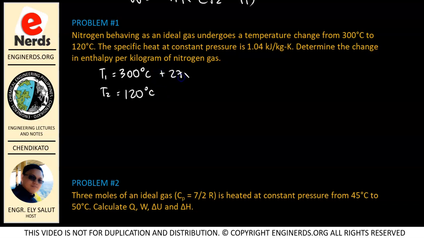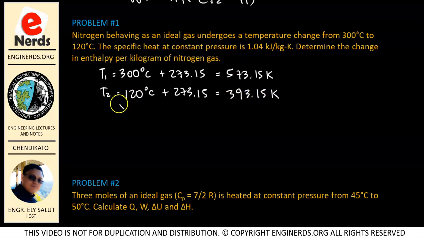So we need to add 273.15. So this will be equal to 573.15 Kelvin. And then we have here 120 plus 273.15, so we will have 393.15 Kelvin. We also have here the specific heat at constant pressure. So we have our Cp, which is equal to 1.04 kilojoules per kilogram Kelvin. We need to determine the change in enthalpy, so we are looking for delta H.